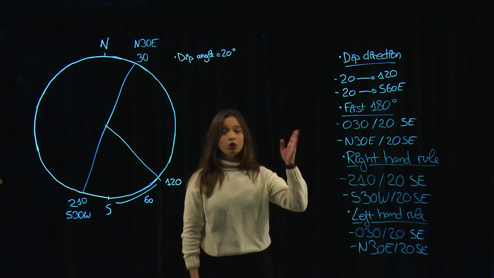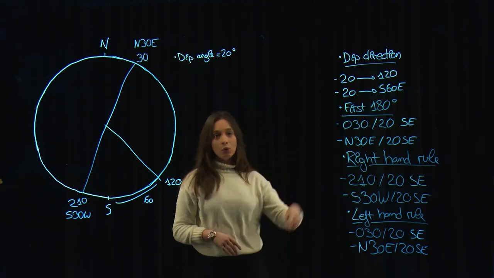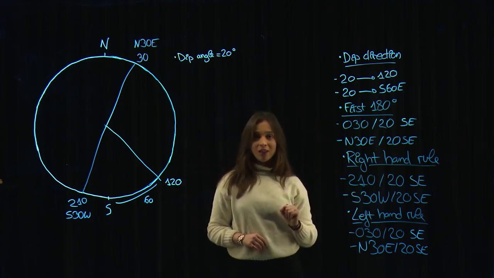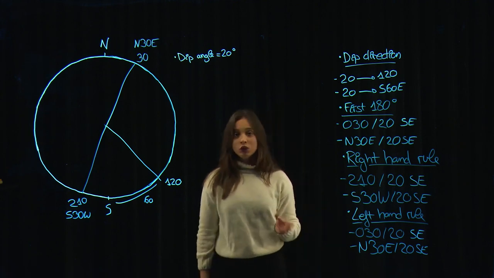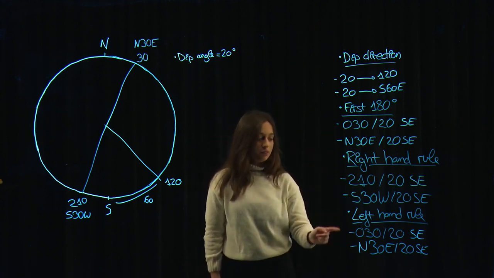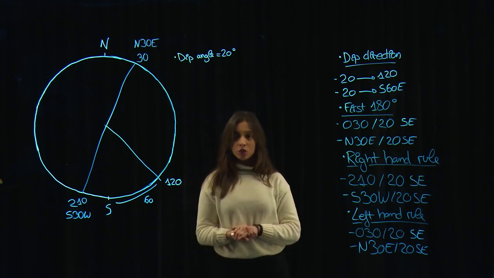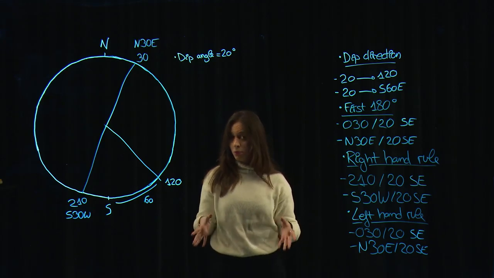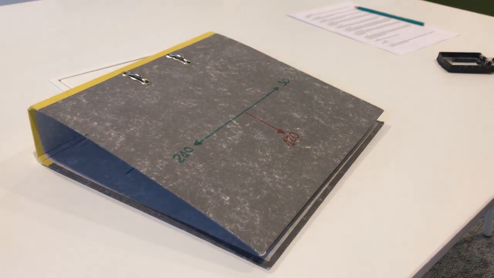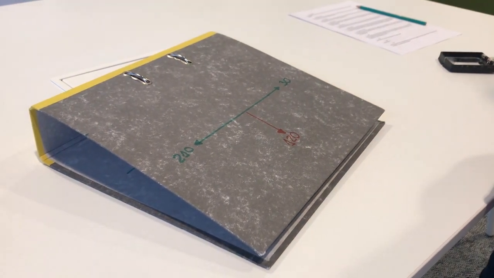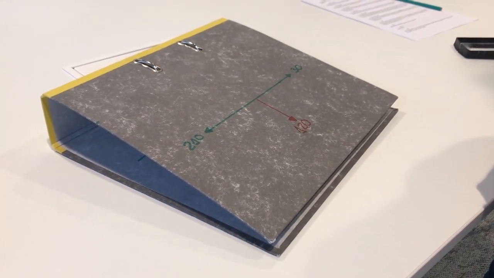In short, these four methods are all the ones existing to write down your measurement. We have the dip direction, first 180 degrees, right-hand rule, and left-hand rule. As you can see, the last three are written really similarly, so you have to specify which method you are using, so people don't interpret your data in a wrong way. If you don't write down which notation you choose, that can lead to an incorrect interpretation of your measurement.